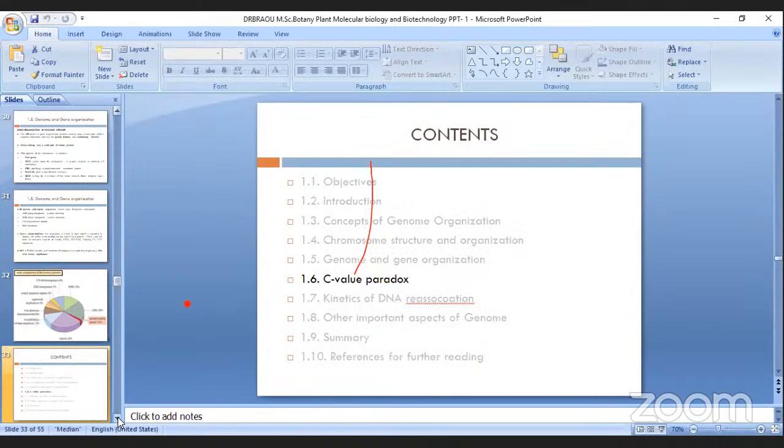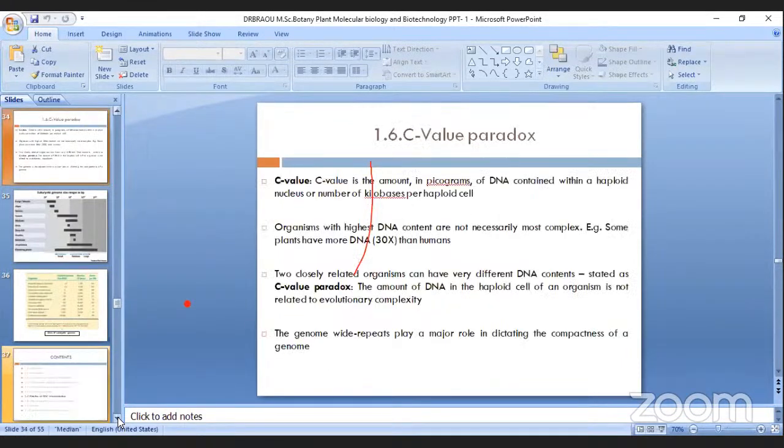Next, C-value paradox. C-value is generally denoted in picograms. The picograms of DNA contained within a haploid nucleus is called the C-value.